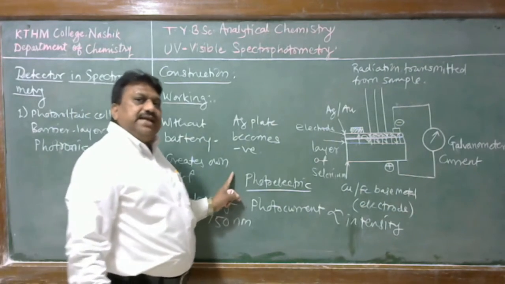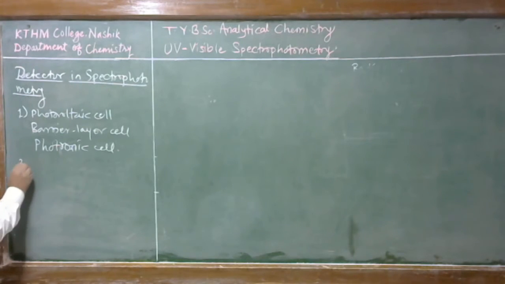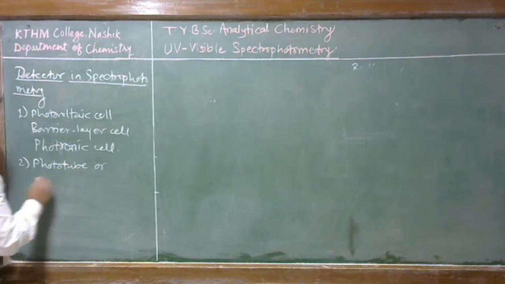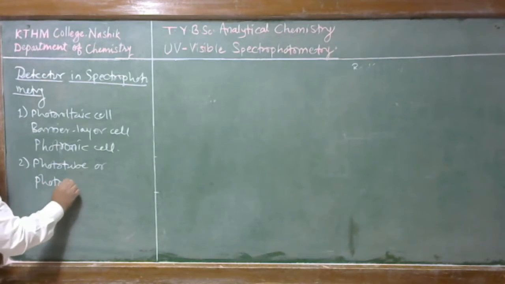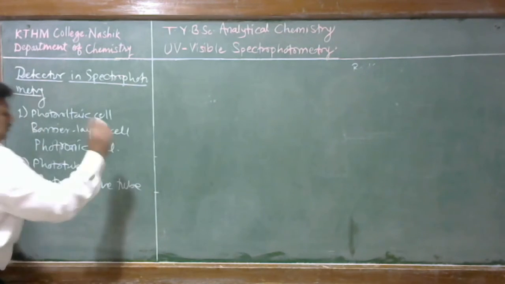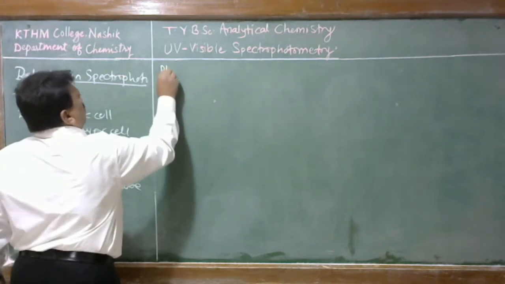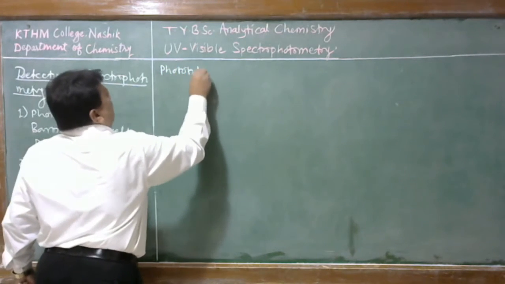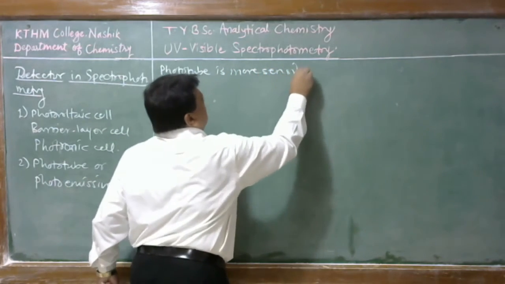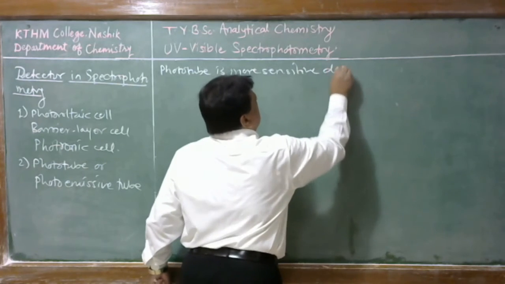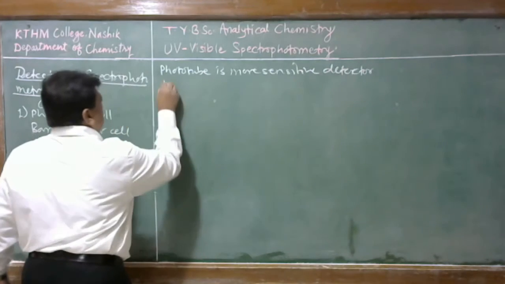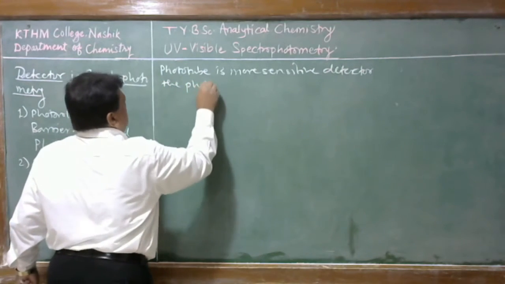Student, now we discuss second type of detector, phototube or photoemissive tube. The phototube is a more sensitive detector than photovoltaic cell.